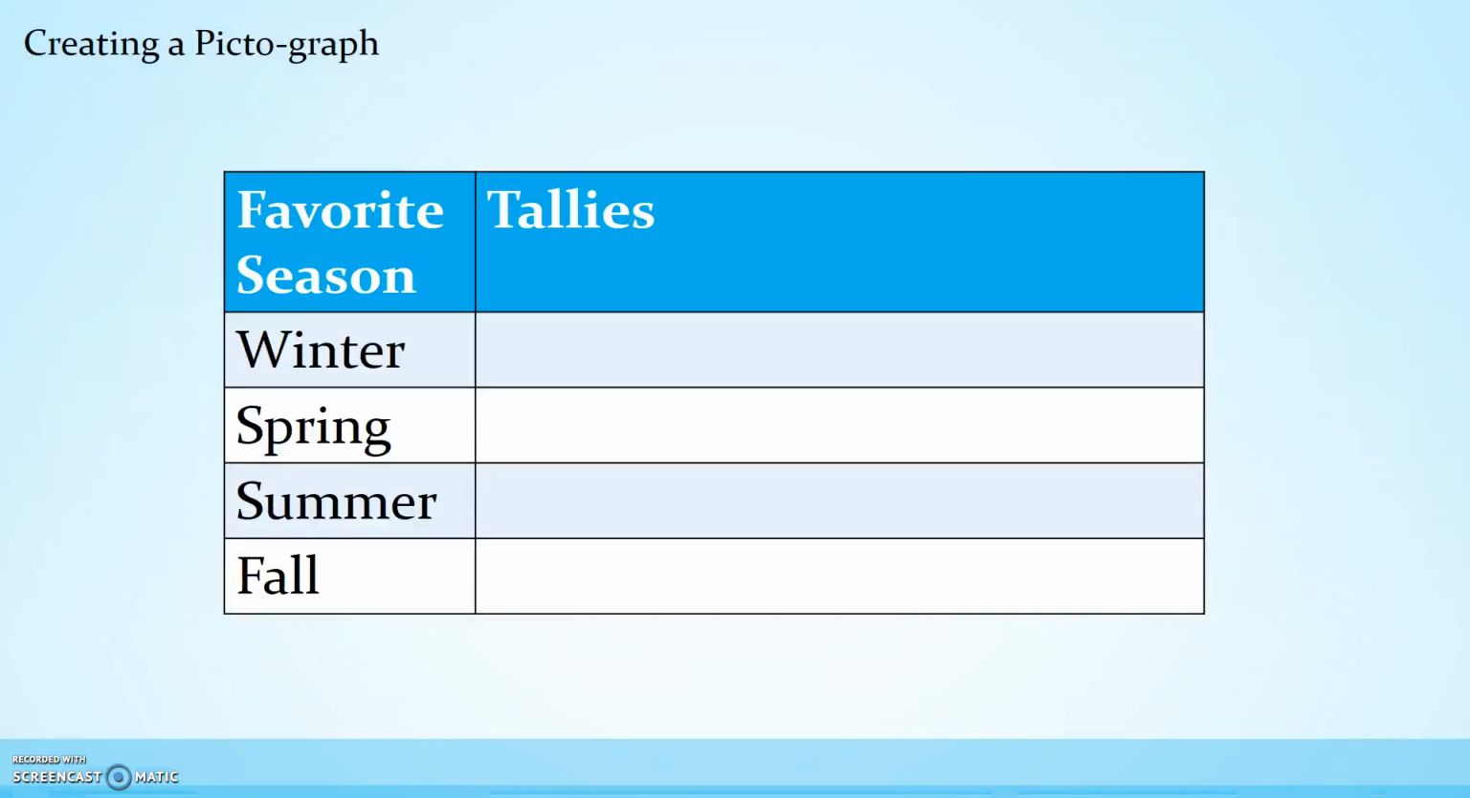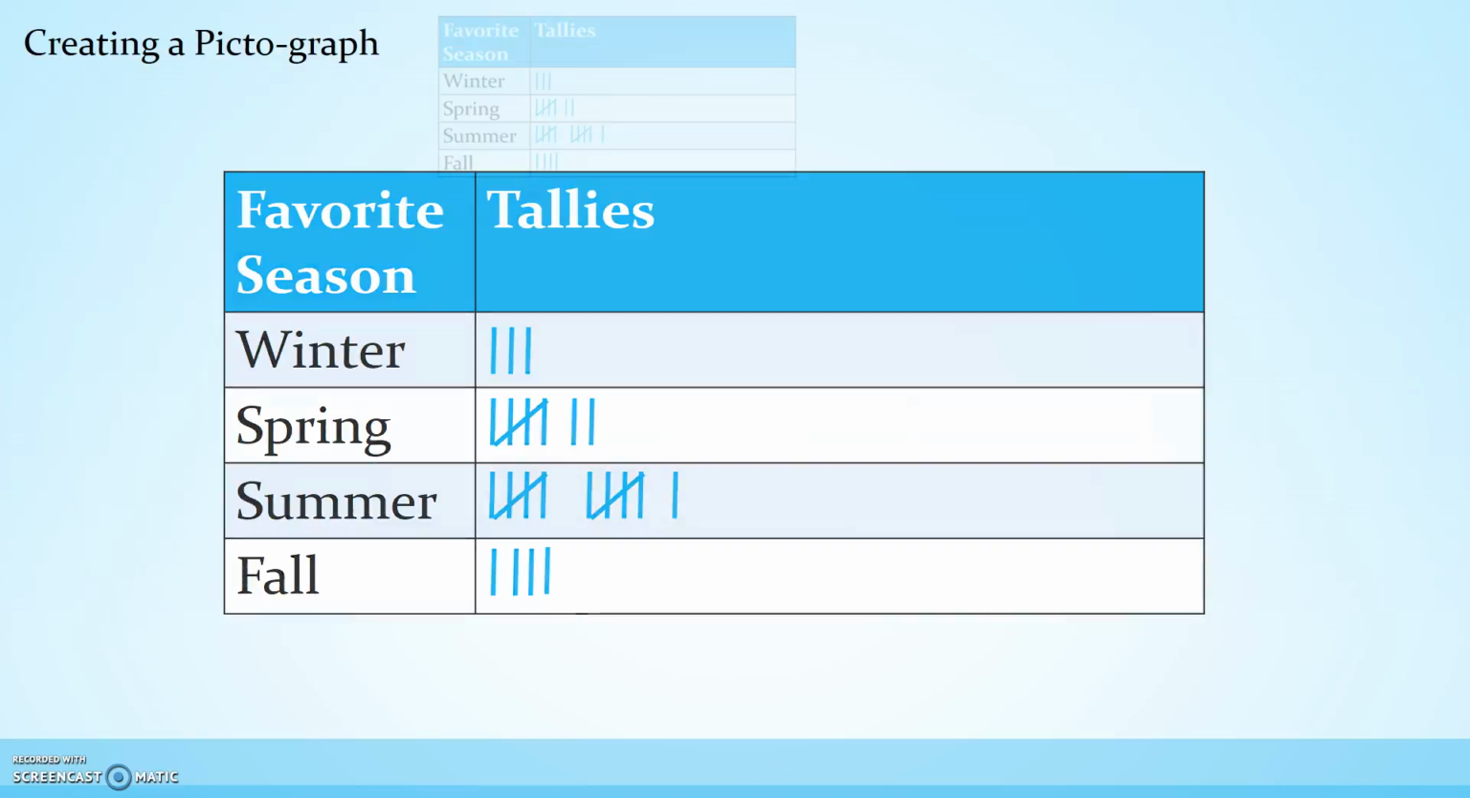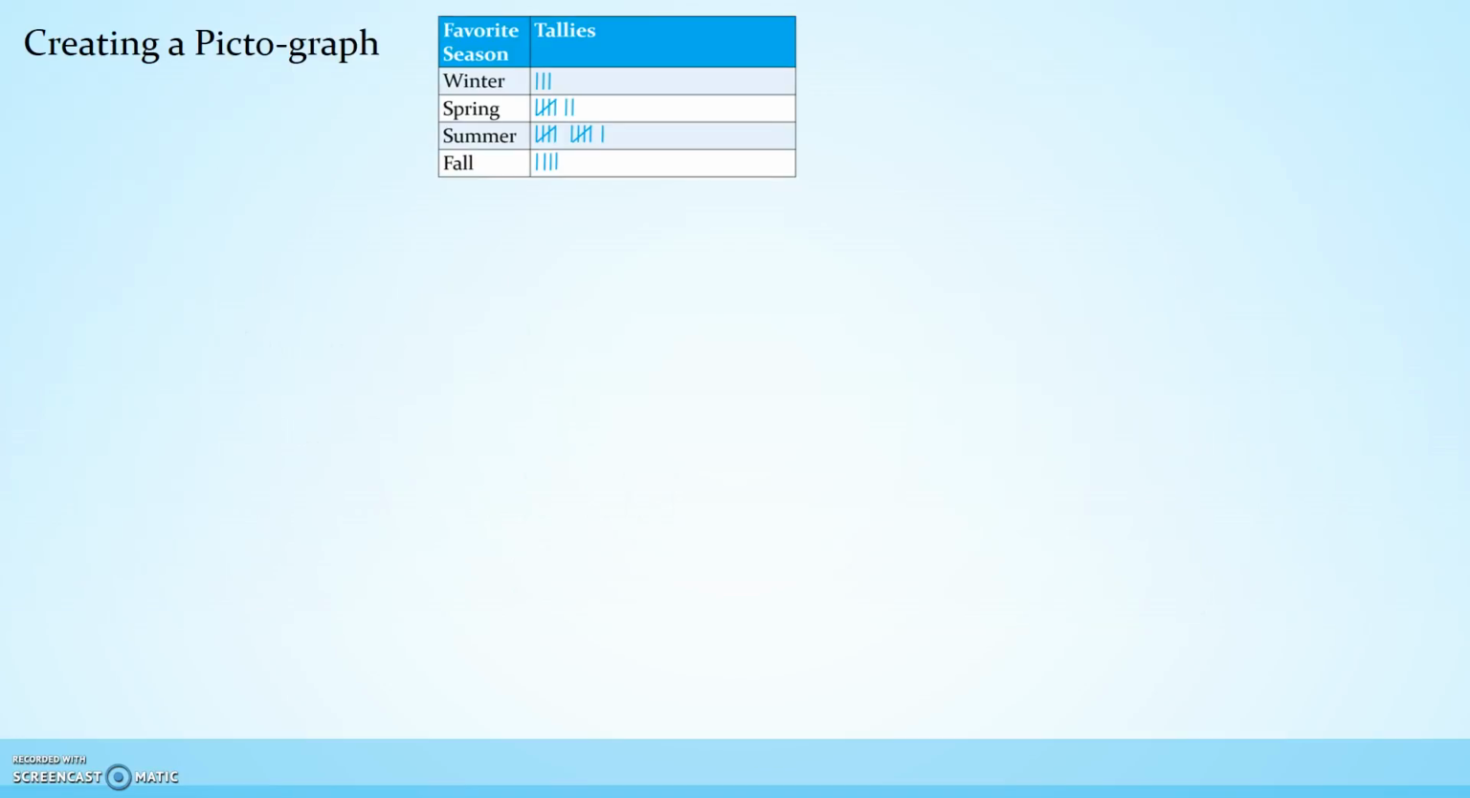So we're going to look at our tally chart from yesterday for collecting tallies for favorite season: winter, spring, summer, and fall. And so we have our tally marks. Winter got 3 votes, spring got 7, summer got 11, and fall got 4. So let's look at how we can turn that little tally chart into a pictograph.